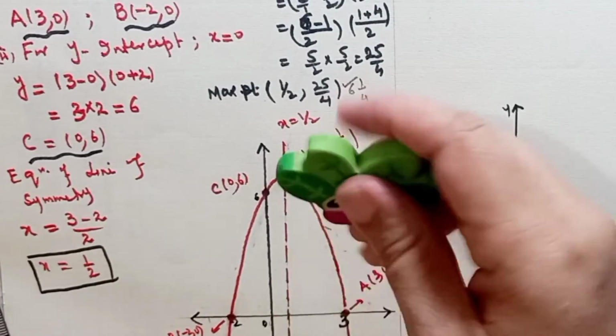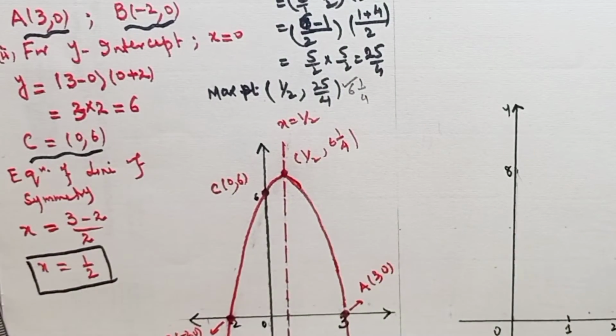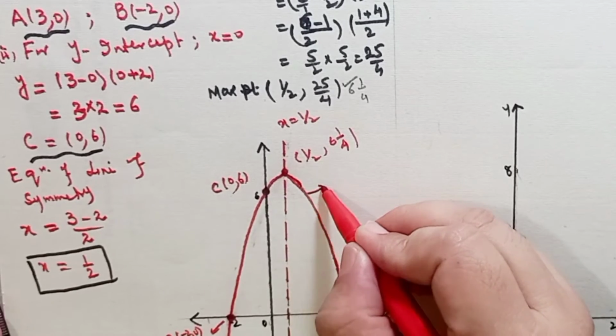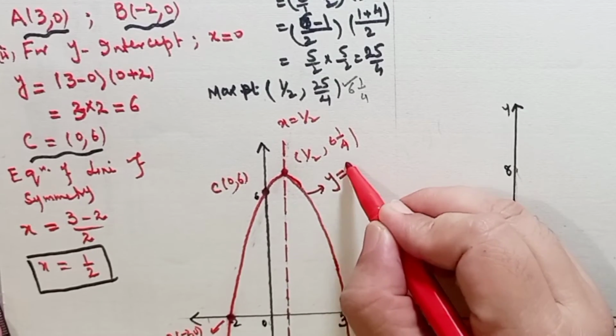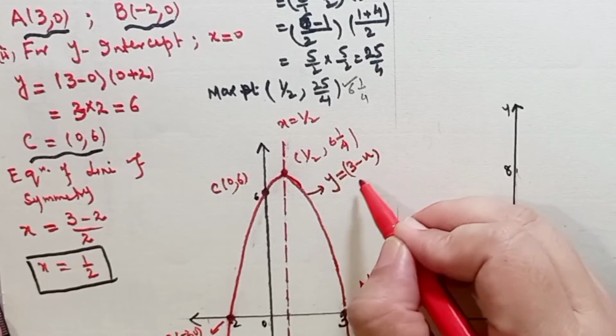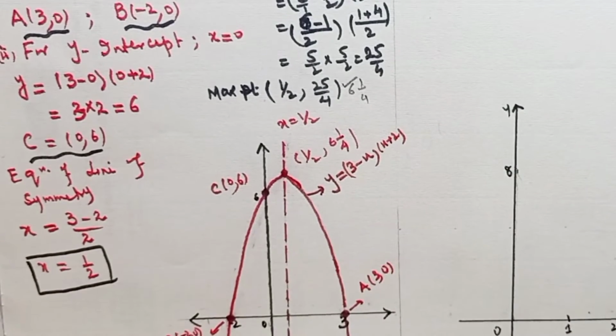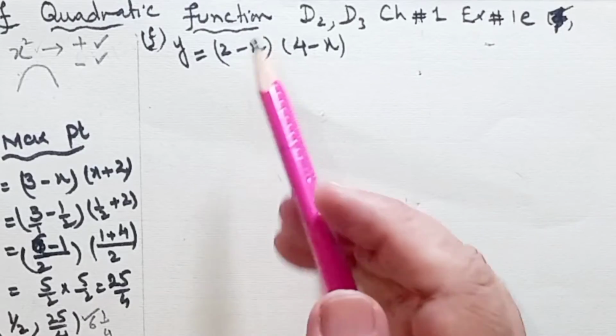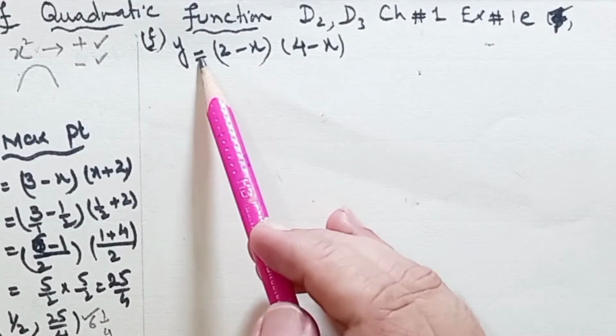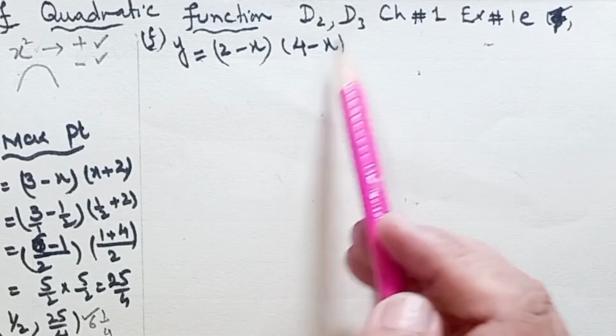And after that, what we have to do, not forget to label the curve as well. This is y equals to 3 minus x and x plus 2. Let's quickly move to the last part of the question, and the last part is y equals to 2 minus x into 4 minus x.